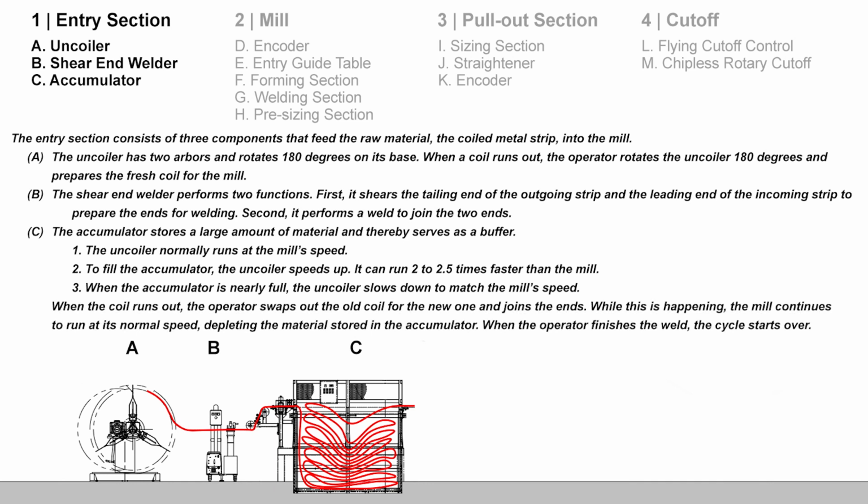When the coil runs out, the operator swaps out the old coil for the new one and joins the ends. While this is happening, the mill continues to run at its normal speed, depleting the material stored in the accumulator. When the operator finishes the weld, the cycle starts over.